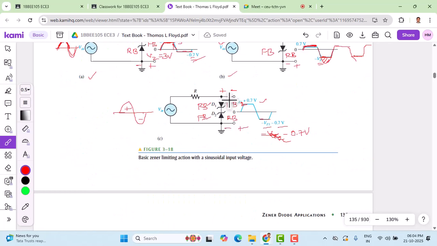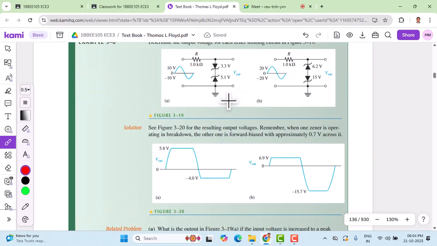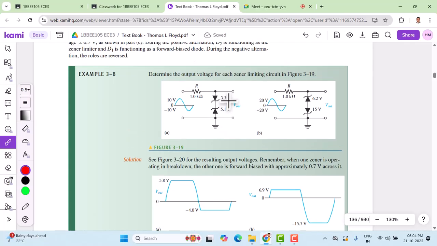Okay, and we have one problem related to this, and by solving this problem, we'll try to end up today's class. So let's go through example 3.8. We need to determine the output voltage for each Zener limiting circuit in figure 3.19. This is figure 3.19, and two circuits are given here, namely A and B.